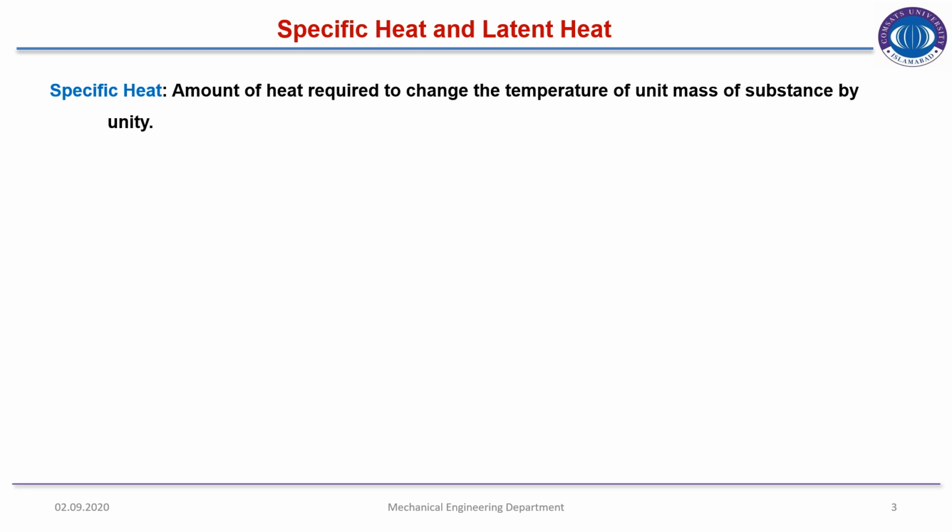What is specific heat? It is the amount of heat required to change the temperature of unit mass of substance by 1 degree or unity. The formula of specific heat is C is equal to Q, that is heat, divided by mass and change in temperature. The units for specific heat are joule per kg per Kelvin or kilojoule per kg per Kelvin.